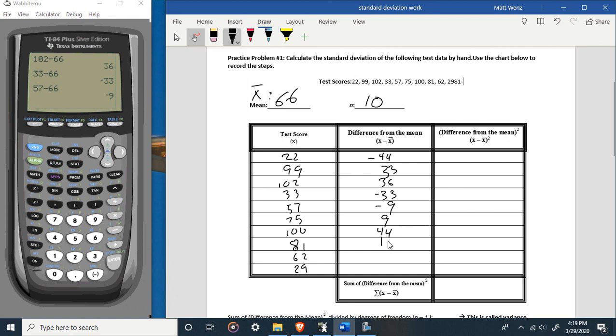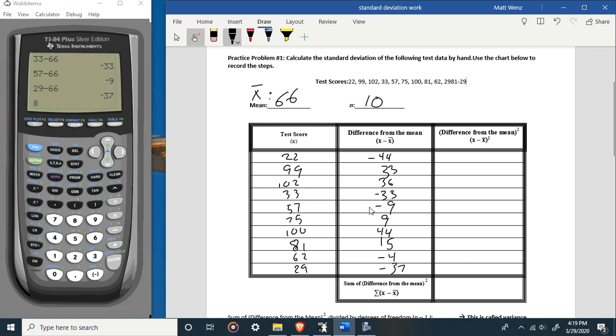Probably should be doing these in the calculators to make sure. What's 62 minus 66? Negative 4. It's 29 minus 66, like we said. 29 minus 66. Okay. Negative 37. Okay. Great. Now it's all good.